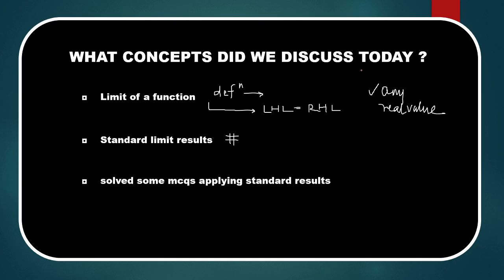So what concept did we discuss today? We saw what is the limit of a function, the definition of the limit of a function. Then we saw for the limit to exist, left hand limit should be equal to right hand limit, and the limit of a function can be any real value between minus infinity to infinity. Then we saw some standard results. We saw many standard results. Then we solved some MCQs applying those standard results.